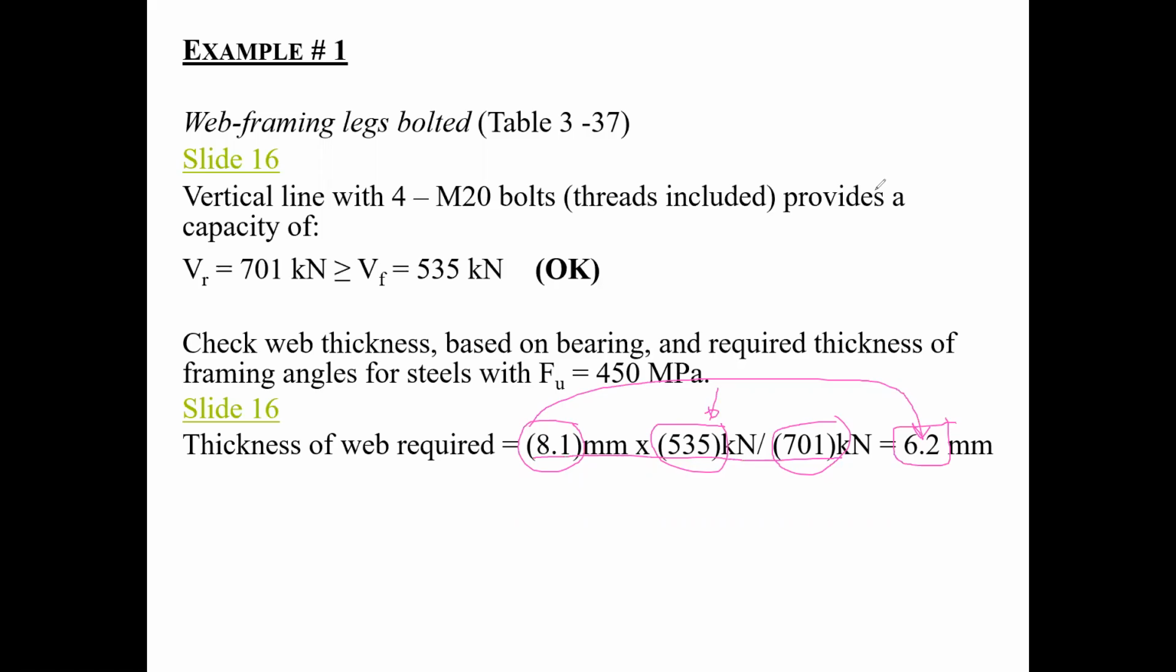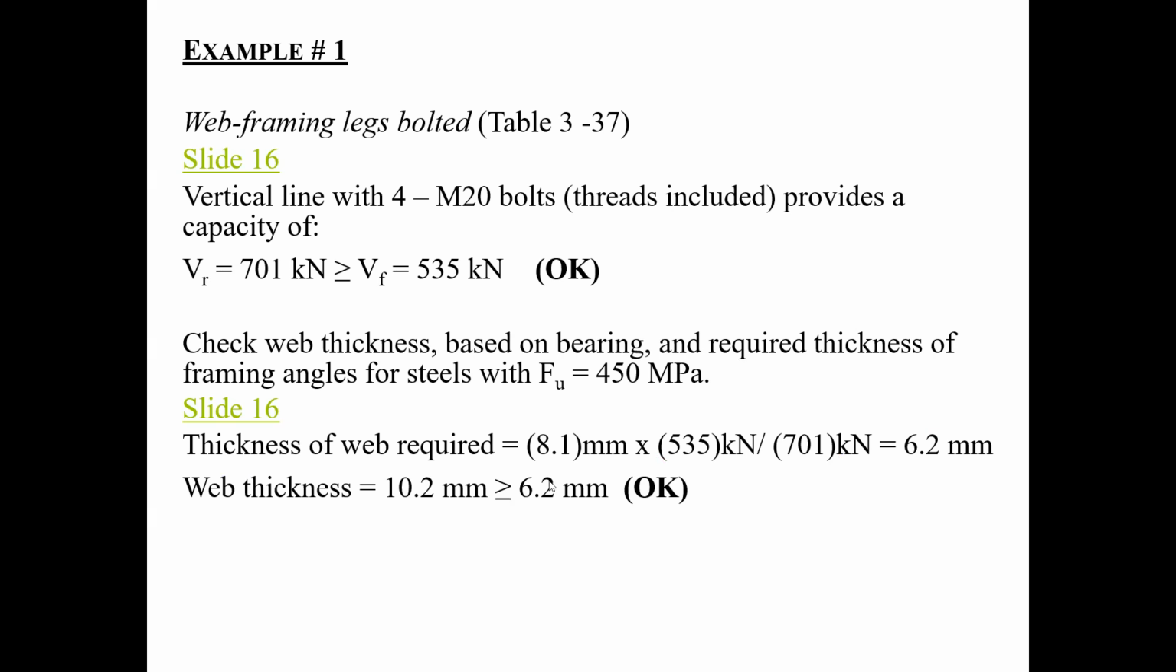Here I have 10.2, I need 6.2. I know I have sufficient web thickness because I have 10.2 and I need a minimum of 8.1, so I will be guaranteed to have that much resistance. But if I don't need to go that high, I can actually go down to a thickness as low as 6.2, and that will give me a value of 535. So now we check the web.